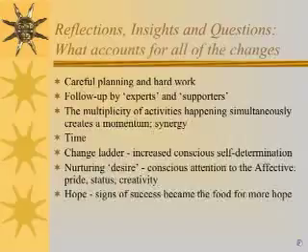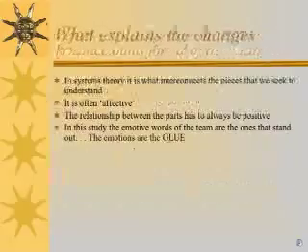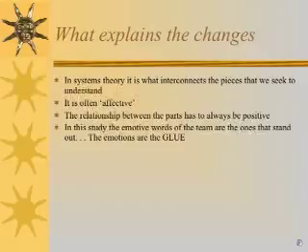The change ladder, increased conscious self-determination, the nurturing of desire within students, within teachers, within families in the community, the conscious attention to the affective filter, the role that pride played, status, creativity, and no doubt the role of hope, that there is a need for the signs of success because that became the food for more hope. What explains the changes? Well, probably we would turn to systems theory. That is what interconnects the pieces that we seek to understand, and we see that they are often at the affective level. The relationship between the parts has to be positive at all times. Even when something didn't work, we need to find an alternative plan to provide the hope for the sustenance. In this study, the emotive words of the team are the ones that stand out. The emotions are, in fact, the glue.